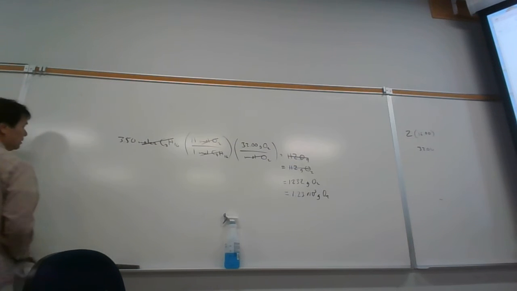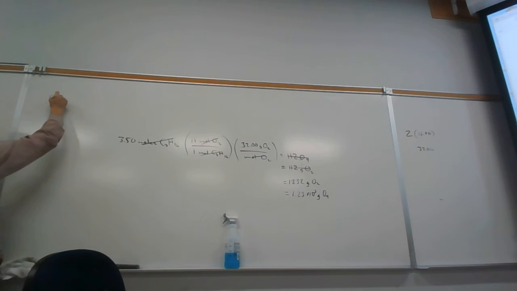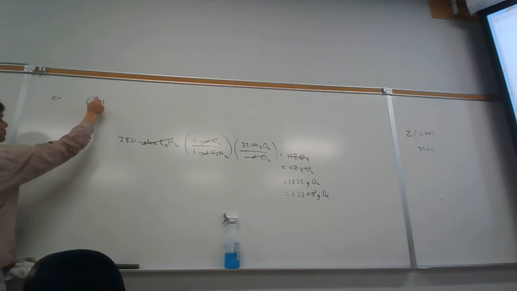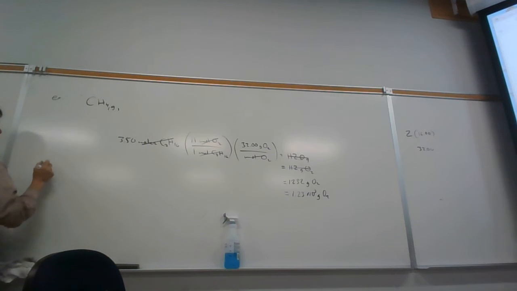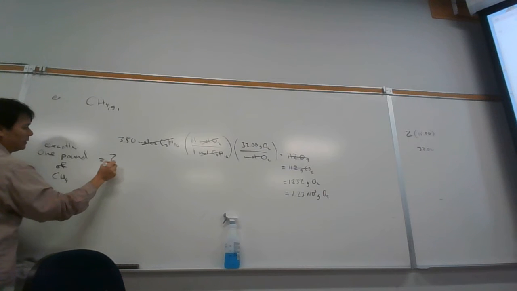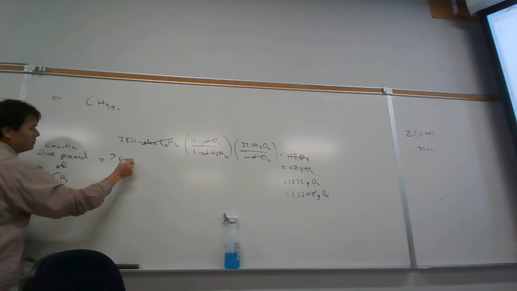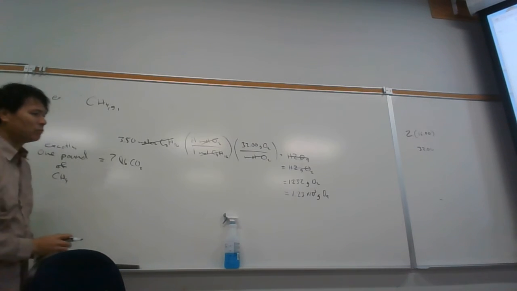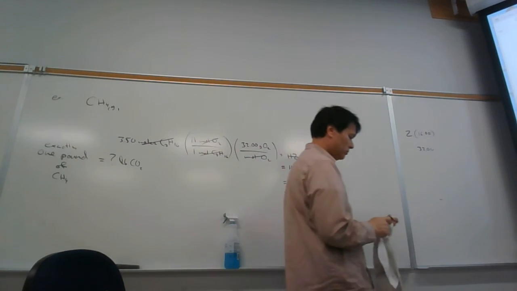All right, so the next one we're going to look at is the combustion of methane. Do you know what the formula of methane is? CH4. Memorize that one? No, you don't have to have it memorized. So let's say if I have exactly 1 pound of methane, approximately how many pounds of CO2 will I produce? So if I combust exactly 1 pound of methane, how many pounds of CO2 will I get?